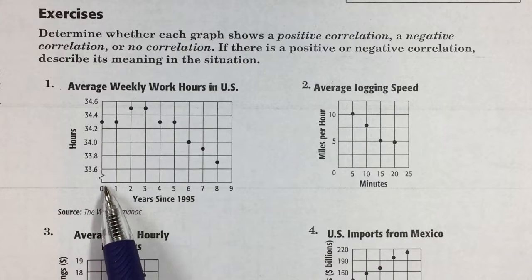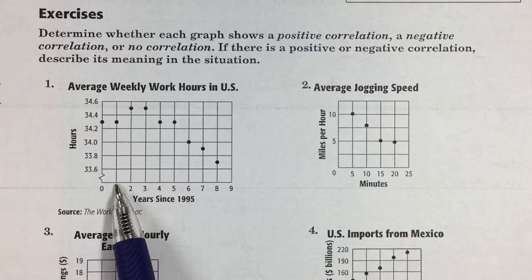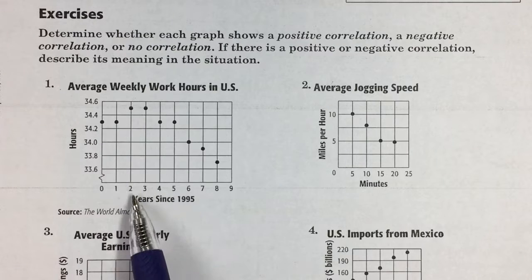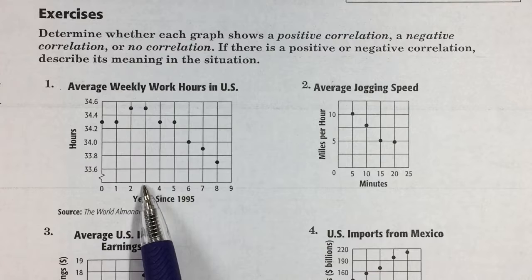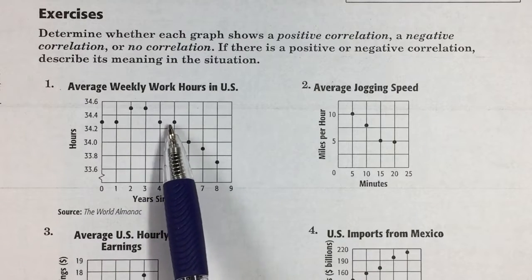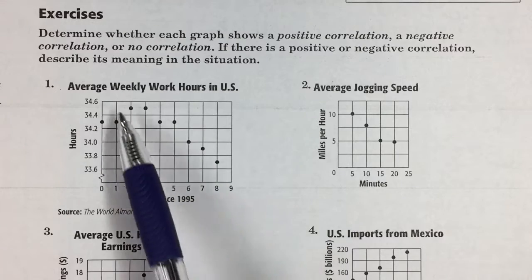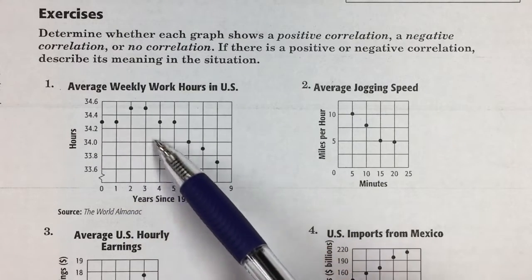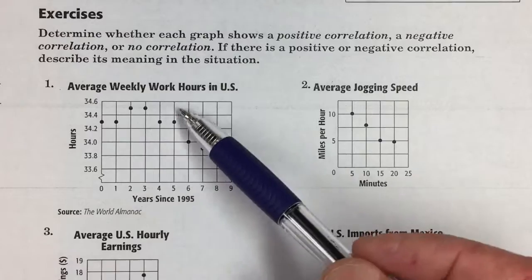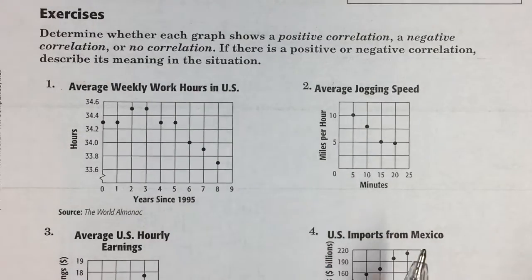So you see that from 95 to the first year, there's no increase. From 95 plus 2 and 95 plus 3 years, there's no increase. There's a little decrease, but in general, there's no correlation, because there's no negative correlation or positive correlation. So in this case, it's no correlation.